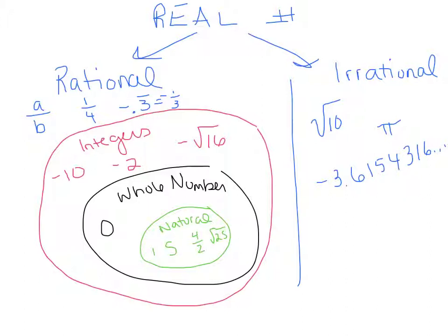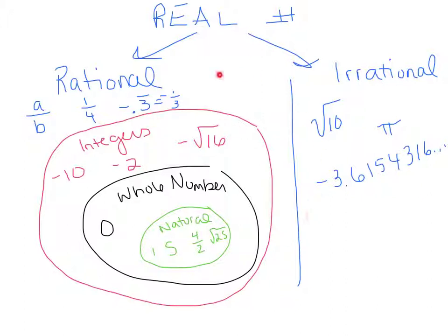The set of numbers is the larger category, and then the subsets are things that are broken down. So when we think about the set of real numbers, we have the subsets of rational, integers, whole numbers, natural, and irrational. It breaks down into these subsets.